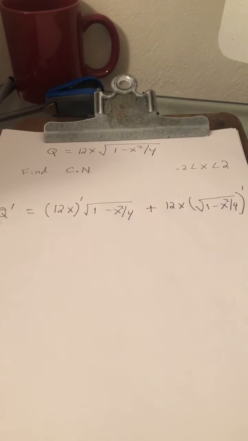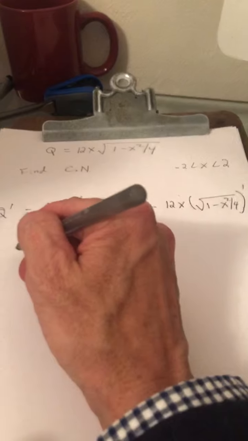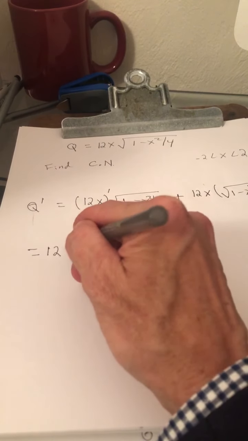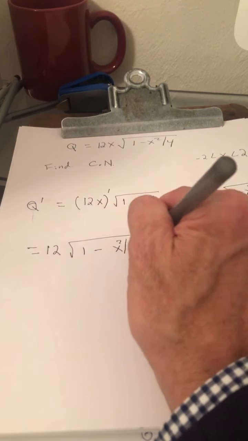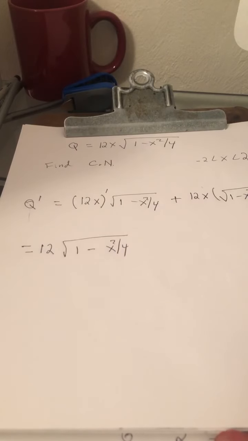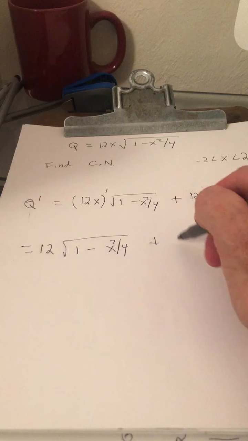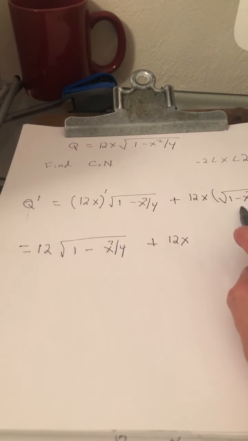The derivative of 12x is 12. So I have now 12 times the square root of 1 minus x squared over 4, and then plus 12x times the derivative of the square root of 1 minus x squared over 4. So we're going to use the chain rule.